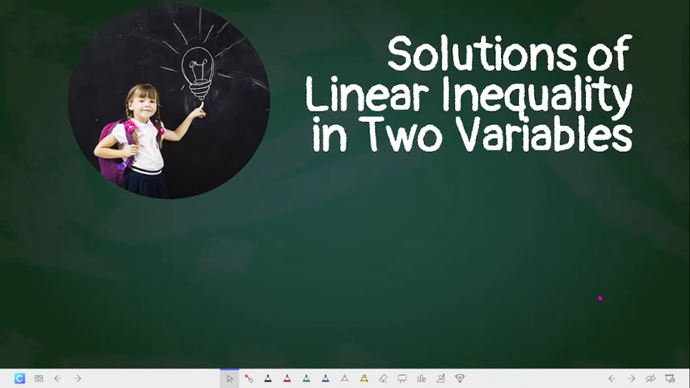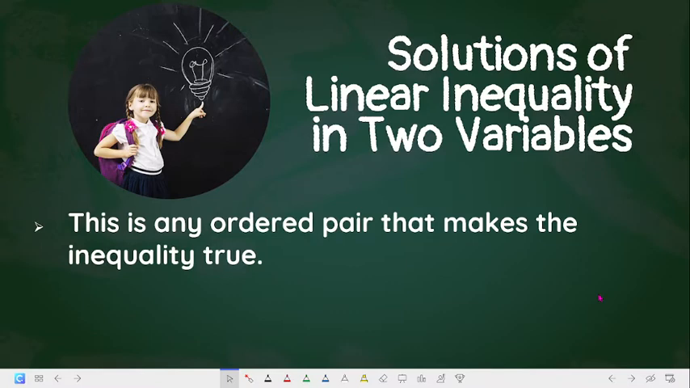We also have the solutions of linear inequality in two variables. If a linear equation has solutions, a linear inequality also has solutions. How do we know the solutions of a linear inequality? A solution is any ordered pair that makes the inequality true, just like the solutions of a linear equation. When you substitute the given x and y, the inequality should be true. It is not about being equal, because we are dealing with inequality, so we have no equal sign here.